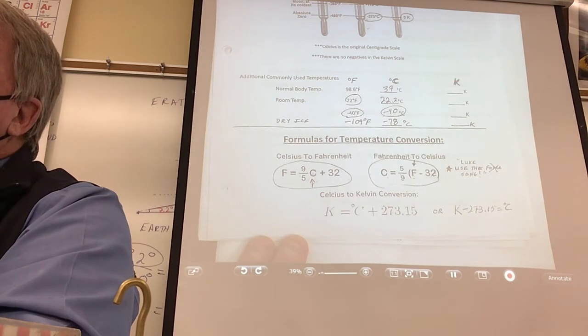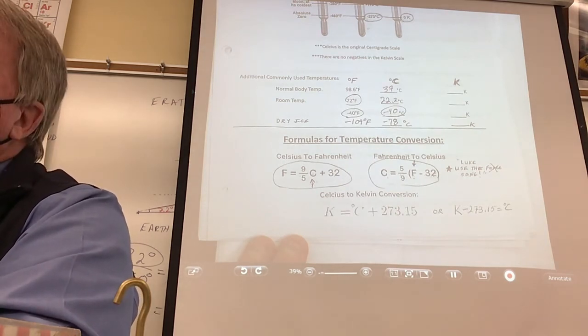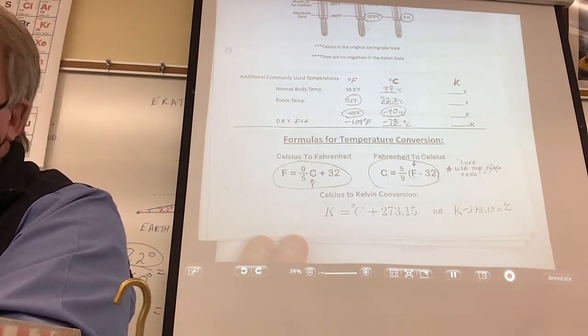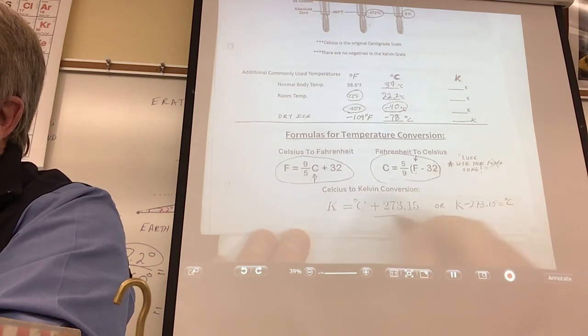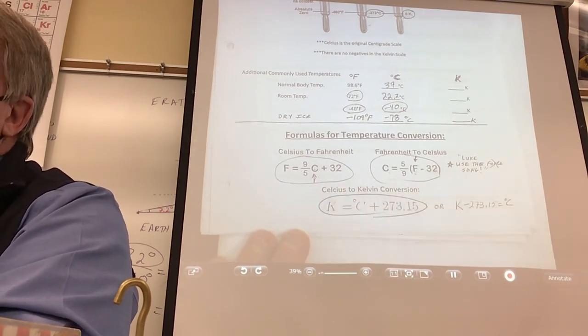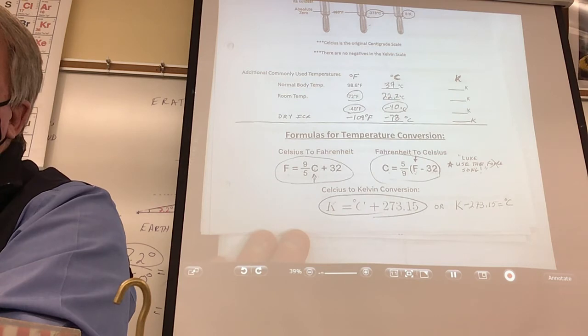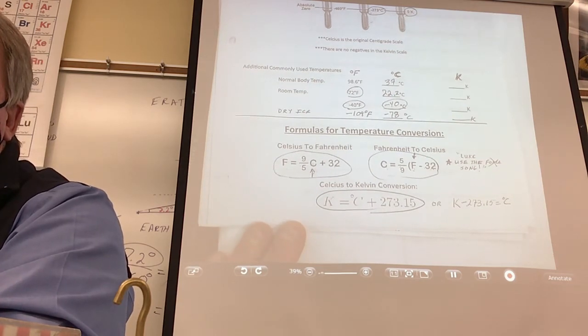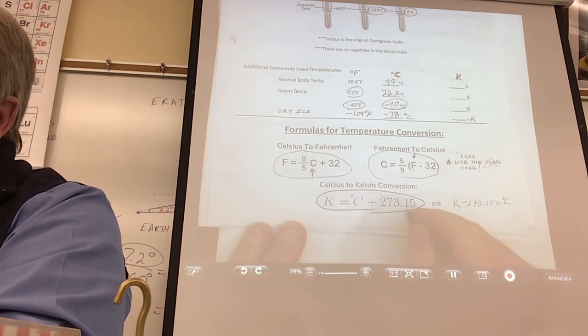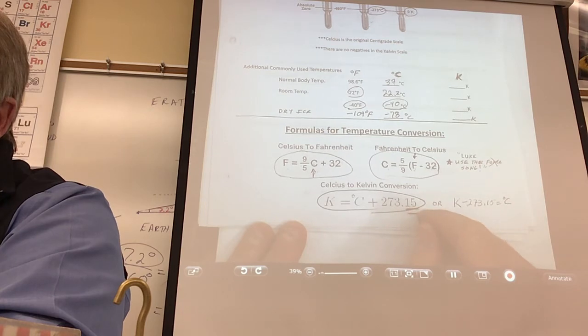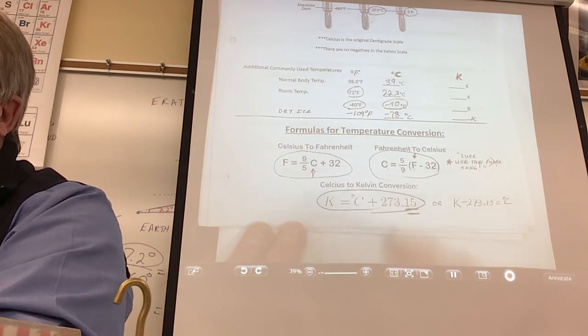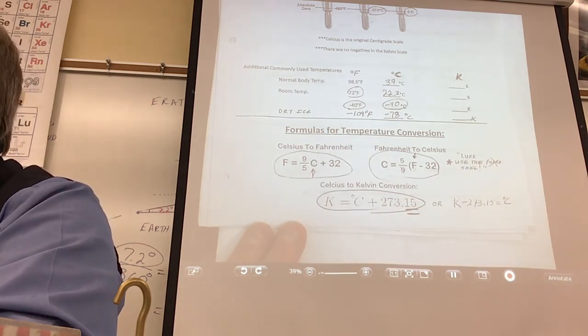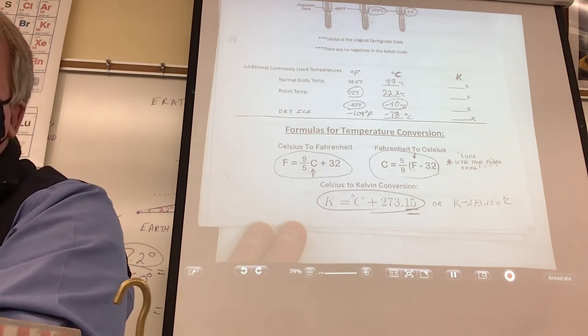So if I just memorize that one, I can check myself to see if I memorized the equation right. Now, the other one I think is kind of easy. All you have to do is take the Celsius temperature and add. You don't have to memorize the 0.15 if you want to. If you want to impress people, you can do that. But 273 is okay with me. You get that? So you add 273 to Celsius.